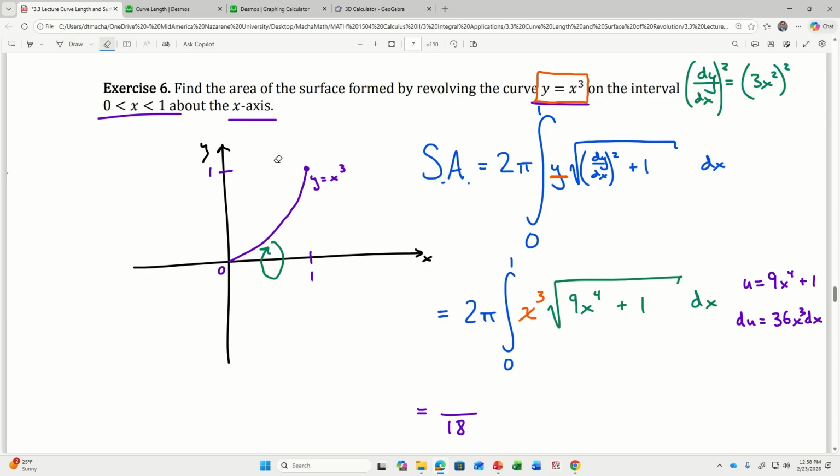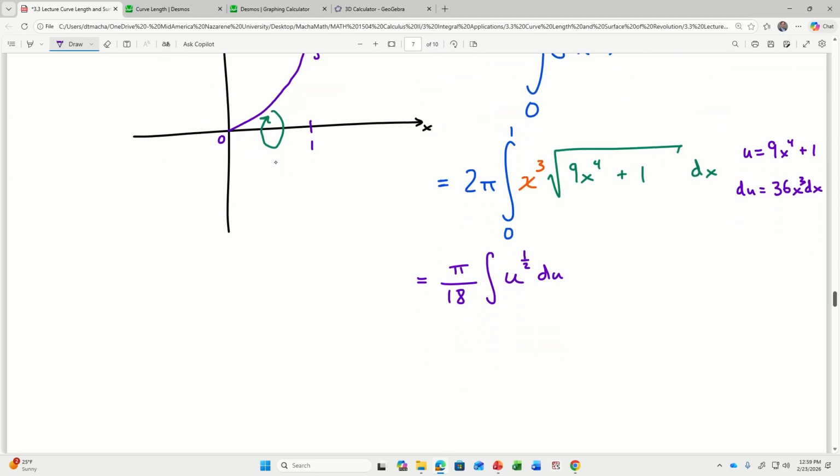times pi times an integral from 0 to 1. Oh, hold on. Getting ahead of myself. Times an integral of square root u du. I like to write u to the 1/2 du because it's going to help me with the antiderivative in a second.